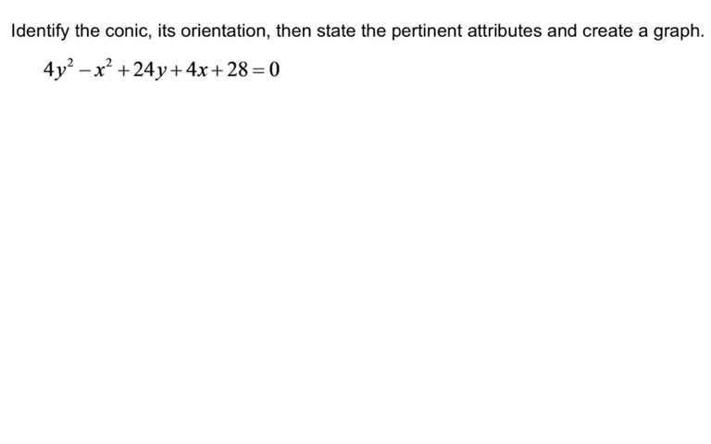In this example, we're going to identify the conic, hint, we know it's a hyperbola, and its orientation, and then we'll state the pertinent attributes to create a graph. Looking at what we have here, we have 4y squared minus x squared. Is this a parabola? The answer is no, not a parabola because we have both x squared and y squared.